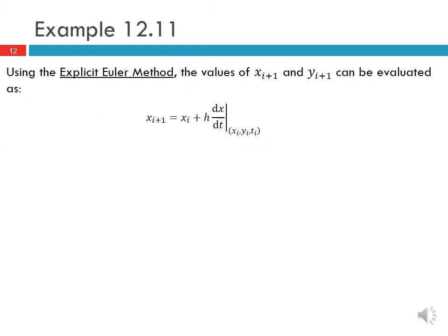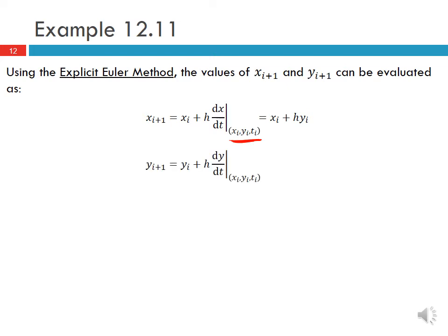So using the explicit Euler method, the values of x_{i+1} and y_{i+1} can be evaluated using the expression shown here. So x_{i+1} is equal to x_i plus h times dx/dt evaluated at the stuff that we already know, so x_i, y_i, and t_i. In this case, x_{i+1} is equal to x_i plus h times y_i.